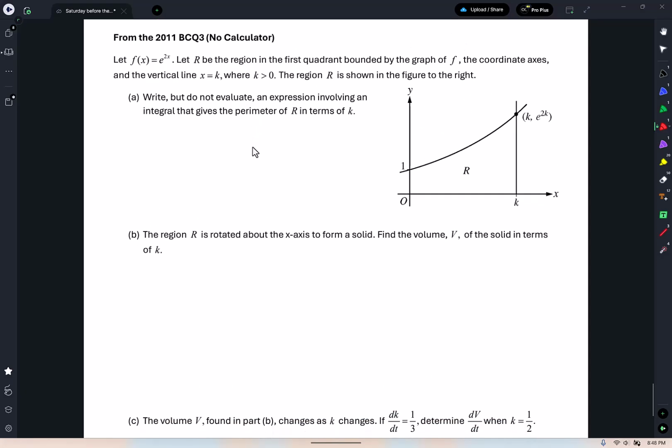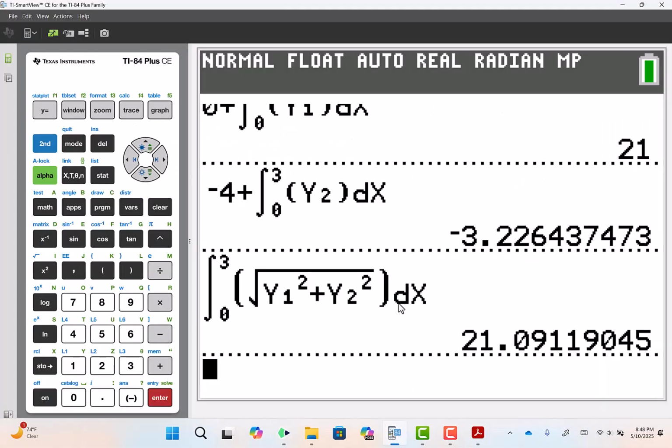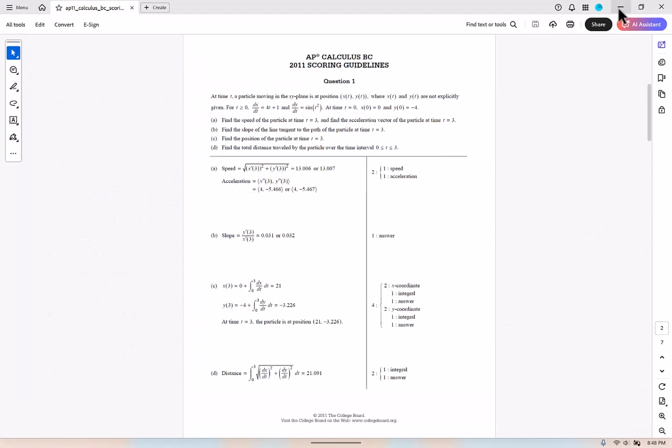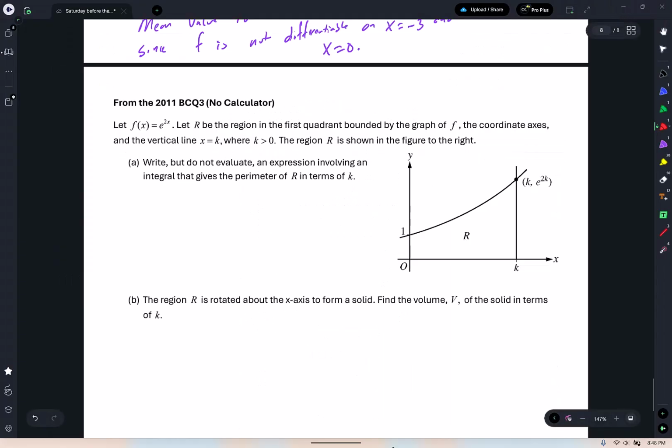All right, from the 2011 BC Q3, let f of x equals... There's no calculator, guys, so let me go ahead and turn off my calculator. So we're done with the calculator. Let me get this out of here. All right, so that calculator is done. I'm going to minimize that because we're going to need that later on. All right, so let's see.